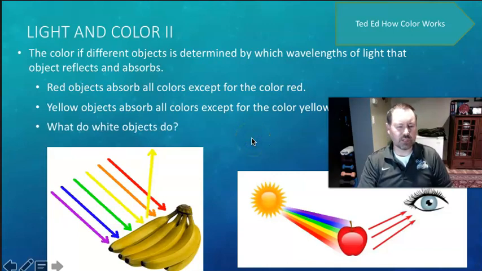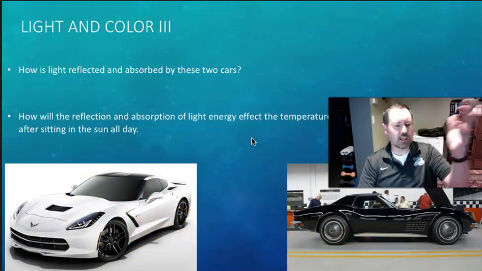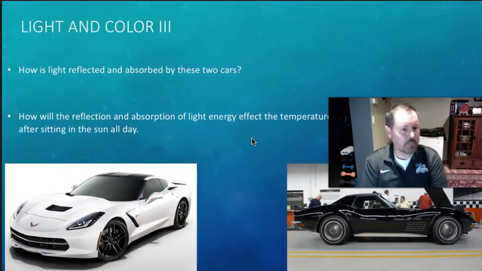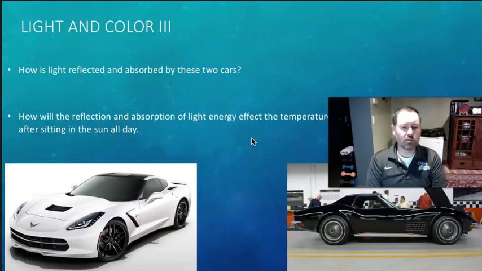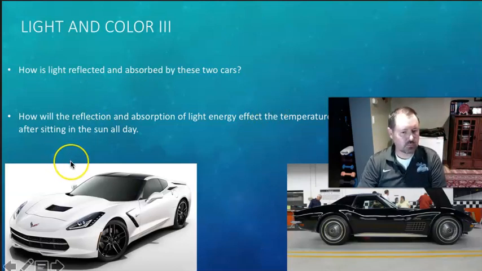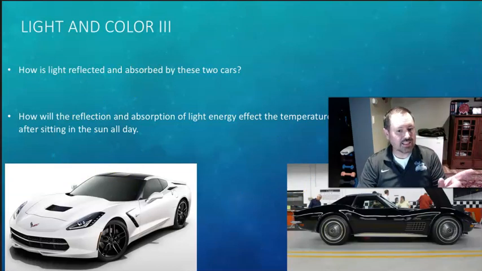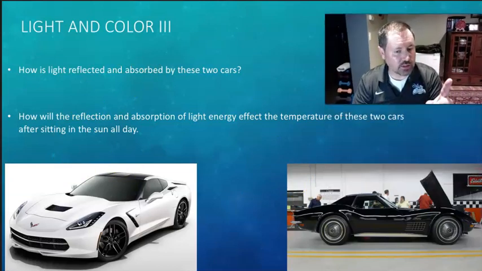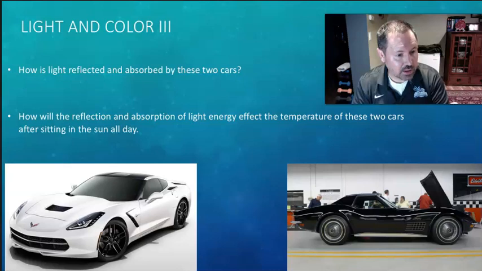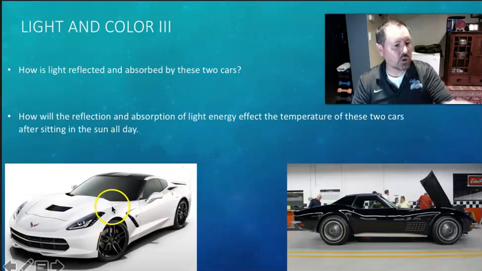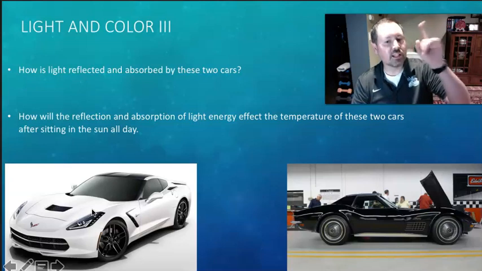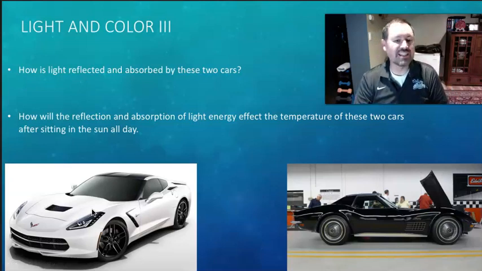But what do white objects do? That's a good question. If you had a white object, let's say like a white Corvette, okay? How is light reflected and absorbed by these cars? Well, remember the color white is actually all the colors combined. So white light is all the colors combined, which is kind of baffling. So here when you're looking at the Corvette, what colors is it reflecting? All of them. It's reflecting all the colors. What colors is it not reflecting? None. It's reflecting all of them.